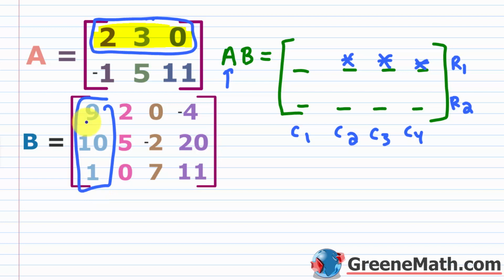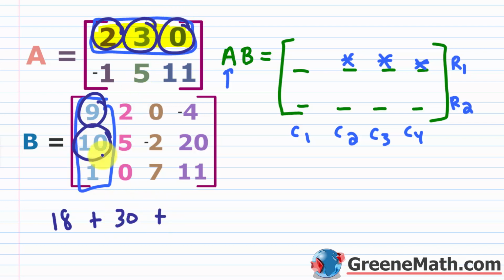That's all it is. Remember, when you do this, we have to go through the corresponding entries. So you have the first one here and the first one here. So 2 times 9, that's 18. Then plus, you have this guy here, which is the second one, times this guy here. 3 times 10 is 30. Then plus, you have the third one here times the third one here. 0 times 1 is 0. So 18 plus 30 is 48, plus 0 is still 48, okay?